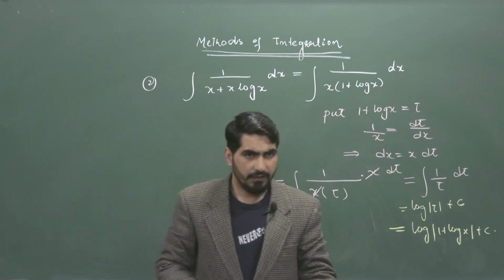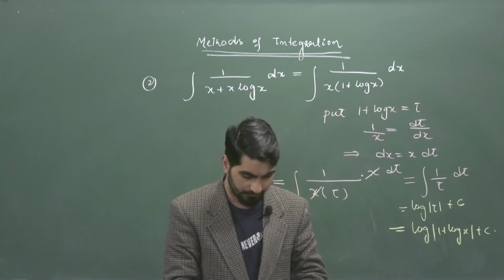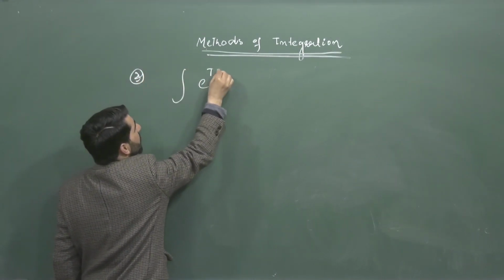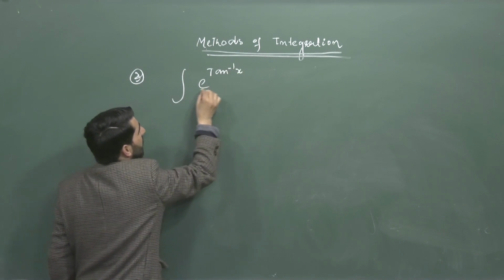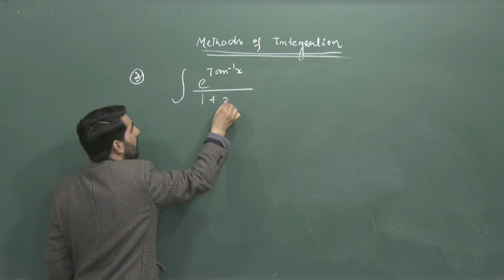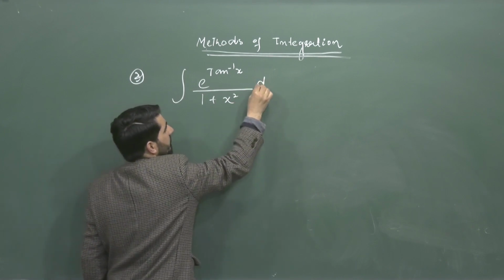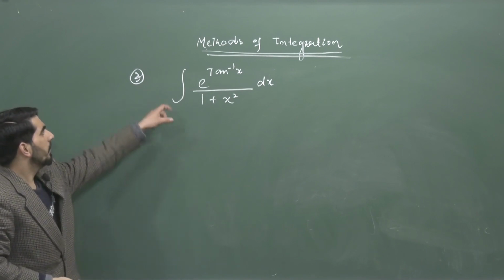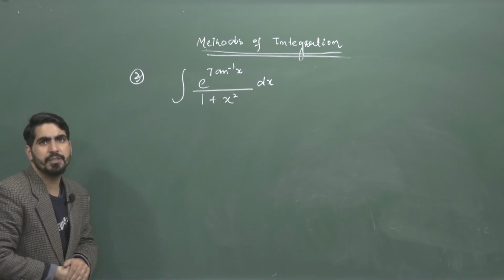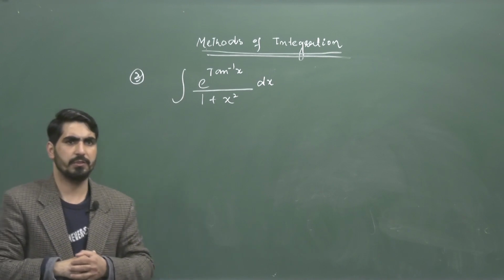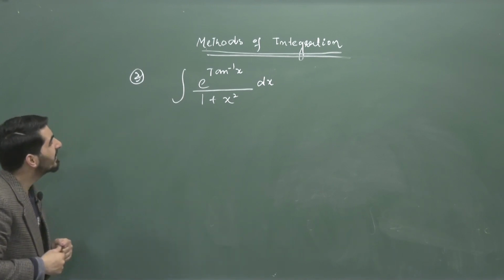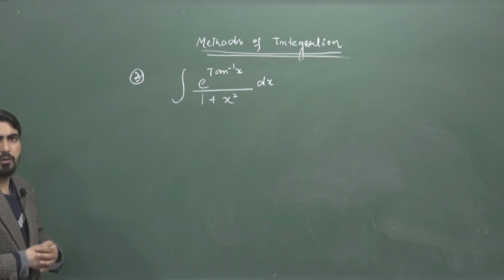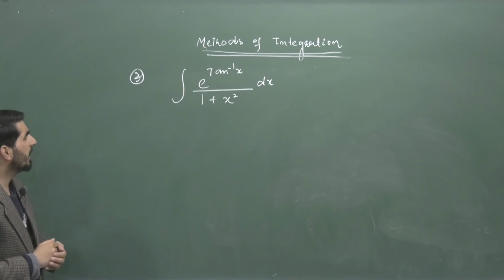Let's take another few examples related to the same concept, that is, integrate e raised to power tan inverse of x divided by 1 plus x square. Now we have to solve this integral by using the substitution method. First we will check what we have to substitute here.